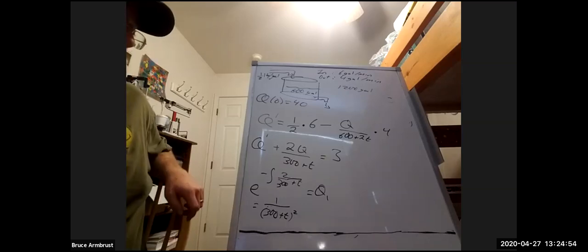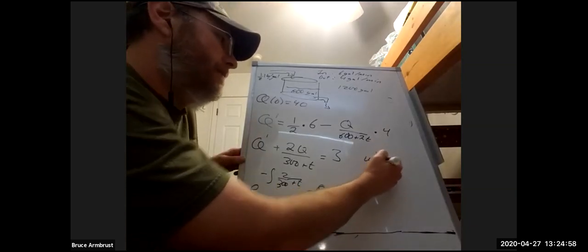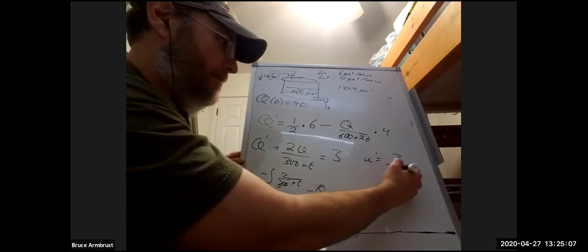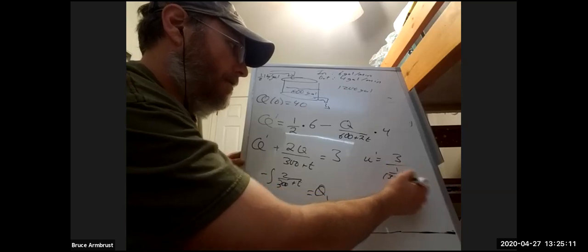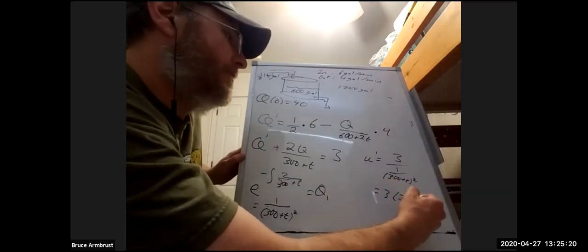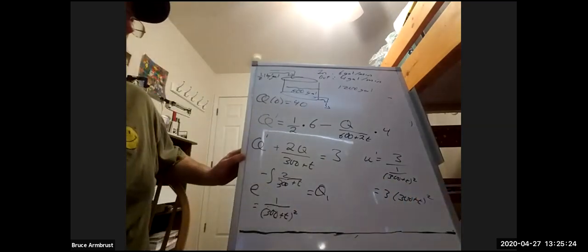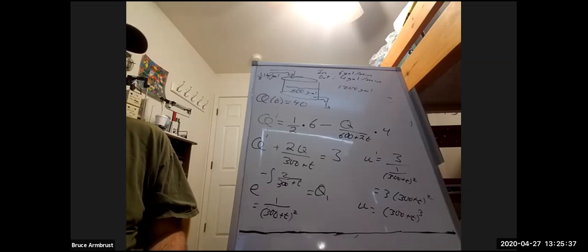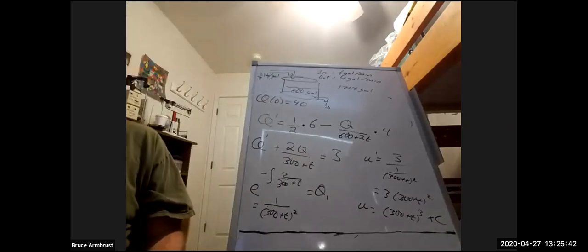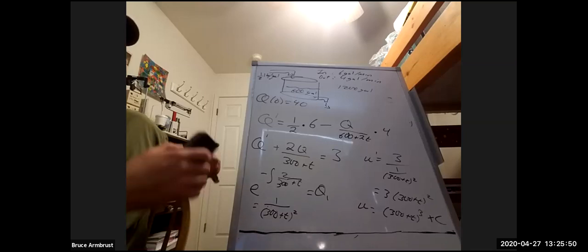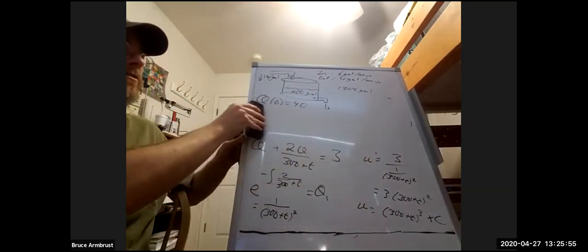Okay, so the next step, if we want to find U, we know that U prime is equal to whatever the function's equal to, so 3 over Q1. So this will be 3 times 300 plus t squared, which then we can find U by integrating that, which is just 300 plus t, that quantity cubed, plus C. And that's where the C is going to come in.